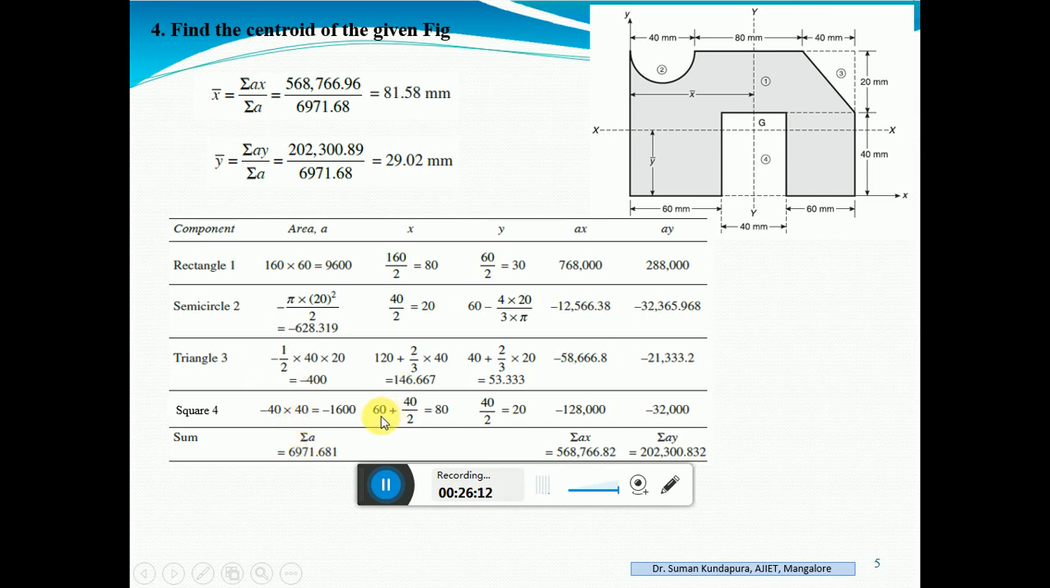For square, what is the x distance? For x distance with respect to y axis, it is 60 mm plus 40 by 2, that is 60 plus 20 is 80. CG of the square is somewhere here. So total is 40, 40 divided by 2 is 20. It is all about the distance of the CG of that particular figure with respect to the x-axis. Then multiply area into x, area into y.